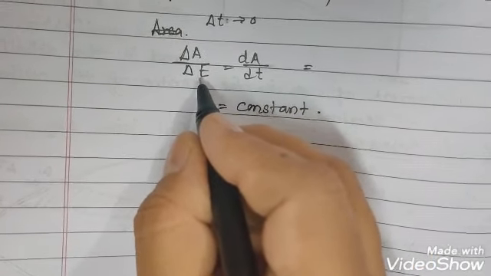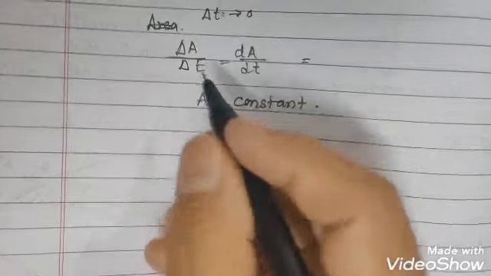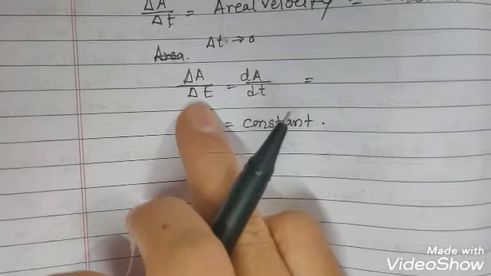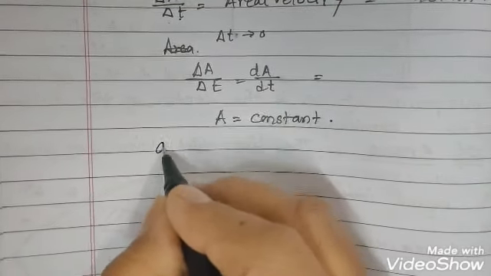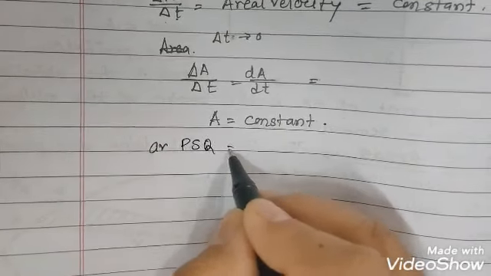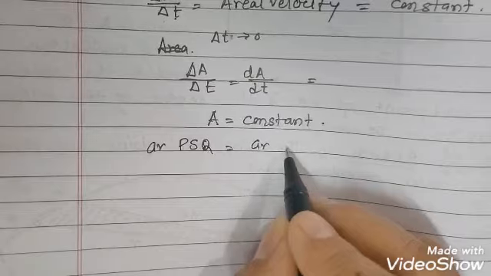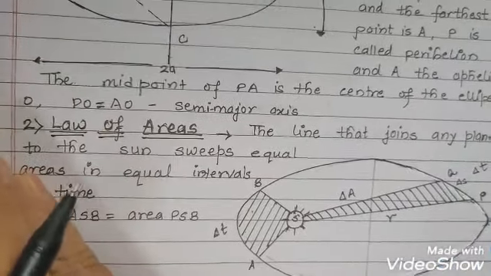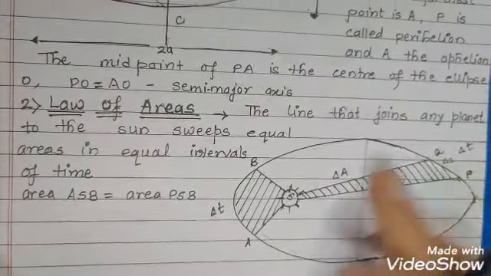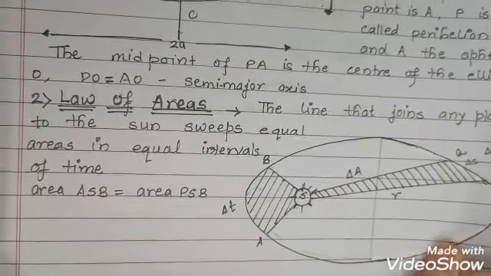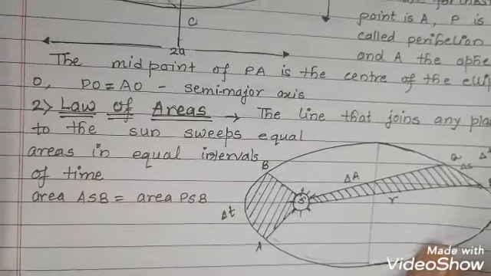So whatever area is swept by the planet in time interval del t would be constant. That means the area PSQ and the area ASB, as you can see in the figure, must be equal, and this is called the law of areas.